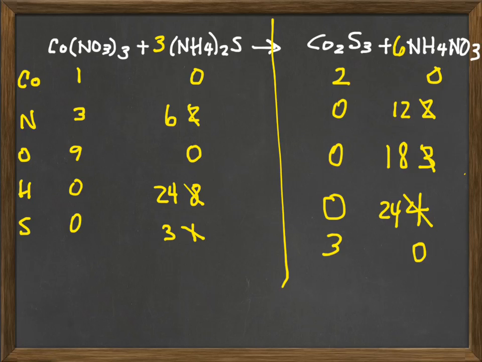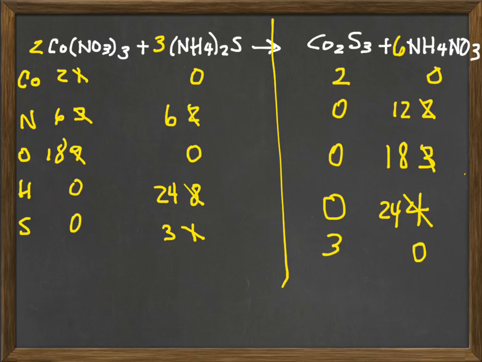Now let's look at the oxygen. Okay, on the right we have 18 oxygens, on the left we have 9. So if we multiply 9 by 2, we'll get 18. So we'll put a 2 coefficient in front of cobalt nitrate. That multiplies everything underneath by 2. So we've got 2 and 6 and 18. That didn't change the hydrogens and sulfurs, which we had already balanced. So now we've got our oxygens balanced.